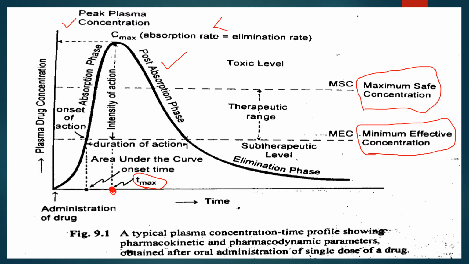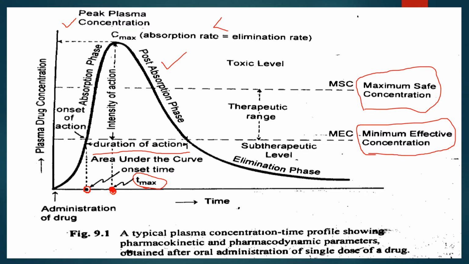Onset of time and onset of action depend on the Tmax. Here you can see this is the onset of time. And second, here you can see the duration of action, which also depends on the Tmax. This parameter is of particular importance to the efficacy of the drug in treating acute conditions like pain and insomnia, which can be treated by a single dose.